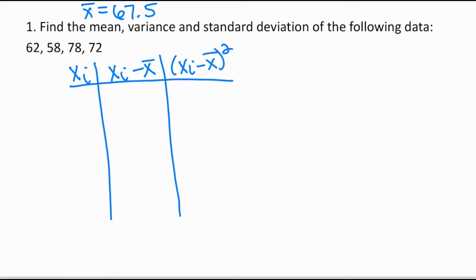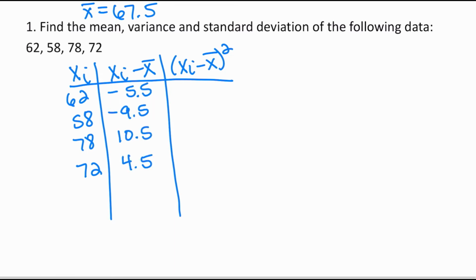So in this particular case, I'm going to list 62, 58, 78, 72. And for each one of these, I'm going to subtract the mean. So I would do 62 minus 67.5 and then figure out what that is, negative 5.5. And then for each one of these, I'm going to do 58 minus 67.5, 78 minus 67.5, 72 minus 67.5. For the sake of the video, I'm just going to write down what the answers are. So for this column, basically what I've done is subtract every x value minus the mean of x, which we found to be 67.5, and I wrote down the result. The next thing I'm going to do now is take that difference and square it. So I'm going to do negative 5.5 squared, negative 9.5 squared, 10.5 squared, 4.5 squared, and I'm going to write down those values.